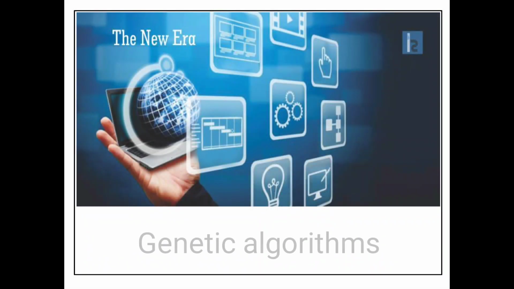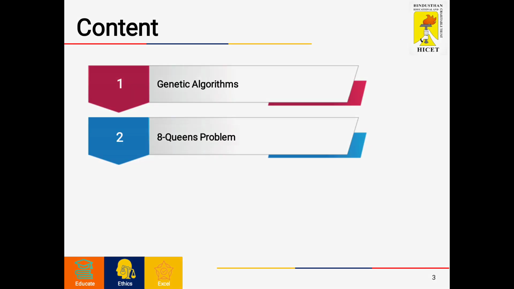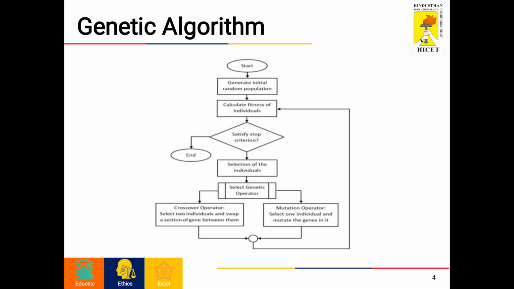In this video, we're going to see genetic algorithms. A genetic algorithm is an adaptive heuristic search algorithm which is used to solve optimization problems. We'll be seeing a sample genetic algorithm, and the 8 queens problem will be solved with the help of genetic algorithms.